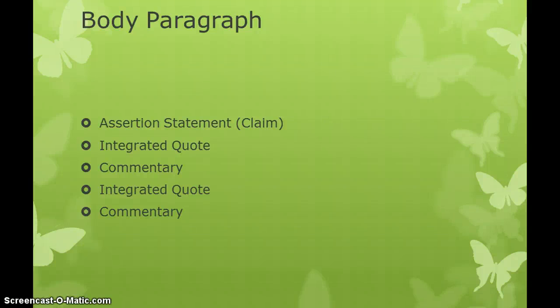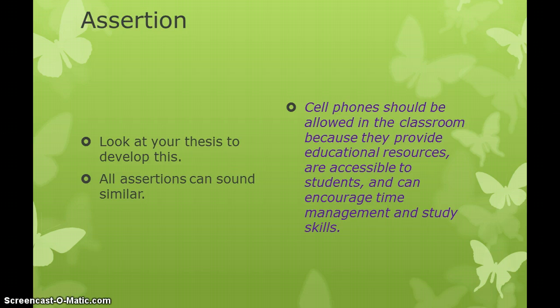So as you begin, these are the things you'll need for your body paragraph in your research essay. You'll need an assertion, statement, or claim, an integrated quote, commentary, a second integrated quote, and then followed by commentary once again. I'm going to break all of that down. So let's start with the assertion.